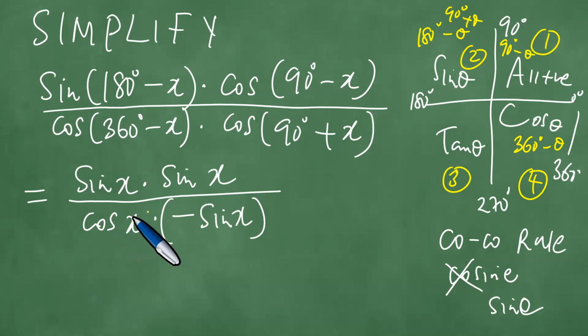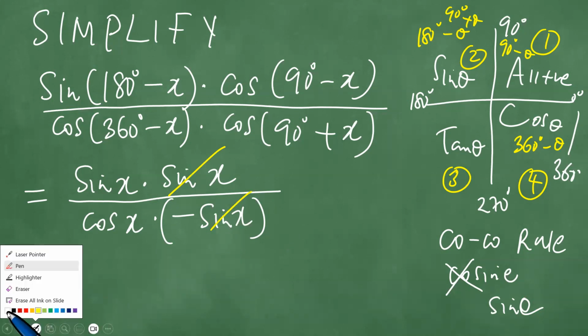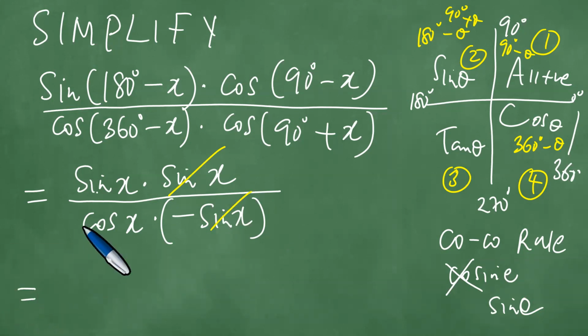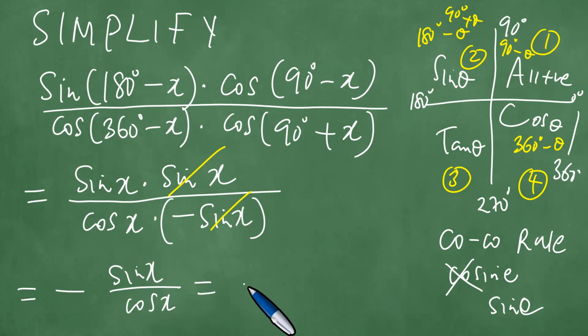Right, any cancellations of things? Like we can see sine and sine appearing. So sine cancels out. You can cancel this one and that one, just canceling two of them. One sine in the numerator and another one in the denominator, and therefore you have minus sine x over cosine x, which is minus the tangent of x, and that is the answer to this.